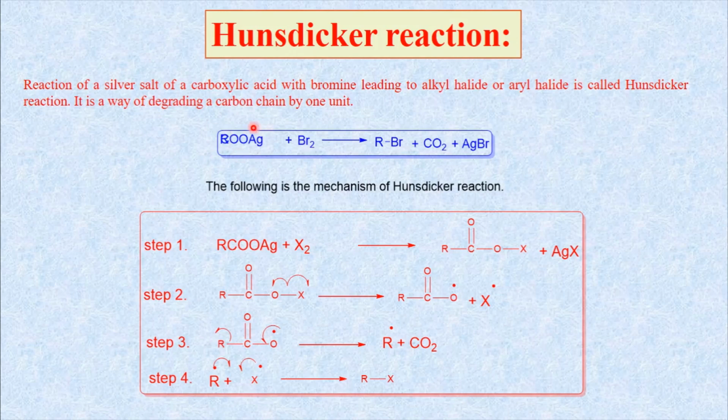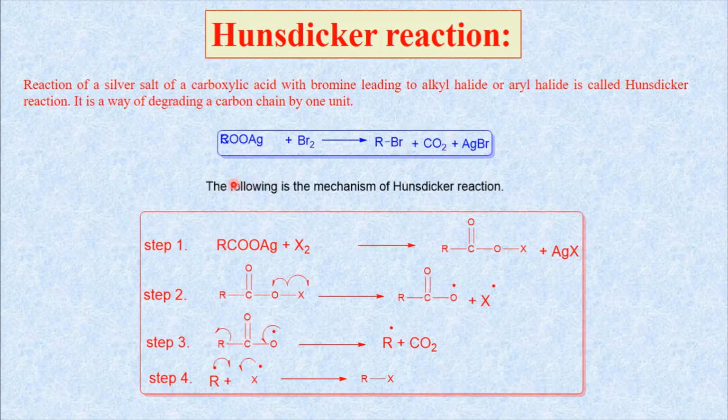In the general reaction, the silver salt of the carboxylic acid reacts with Br2 and you will get the alkyl bromide, CO2 and AgBr. Now we'll see how this silver salt of a carboxylic acid in the presence of Br2 converts to an alkyl halide. This reaction is very interesting: you just take the acid's silver salt, and you get the alkyl halide.